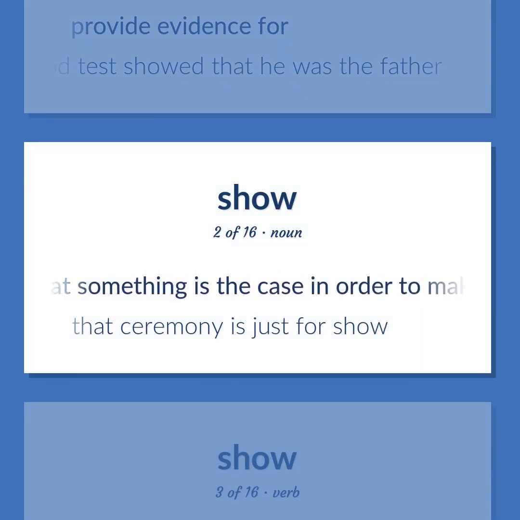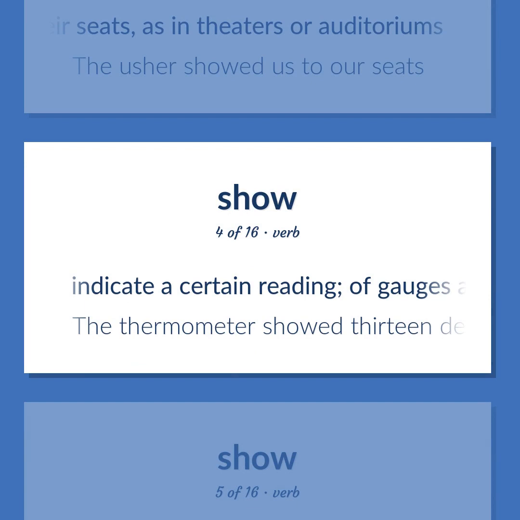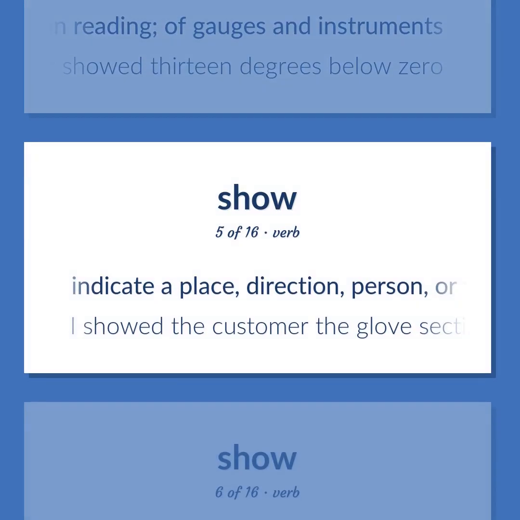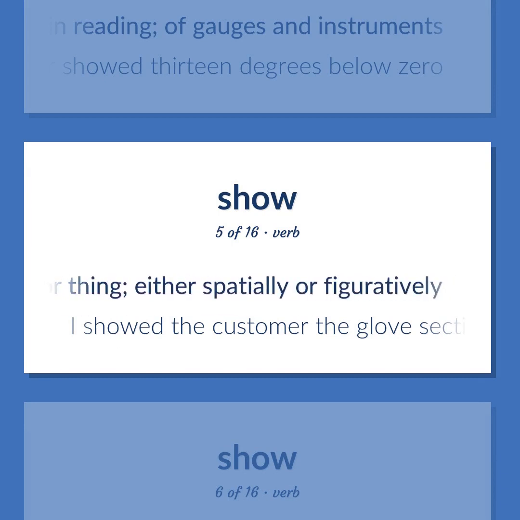Pretending that something is the case in order to make a good impression. That ceremony is just for show. Take someone to their seats, as in theaters or auditoriums. The usher showed us to our seats. Indicate a certain reading of gauges and instruments. The thermometer showed 13 degrees below zero. Indicate a place, direction, person, or thing, either spatially or figuratively. I showed the customer the glove section.